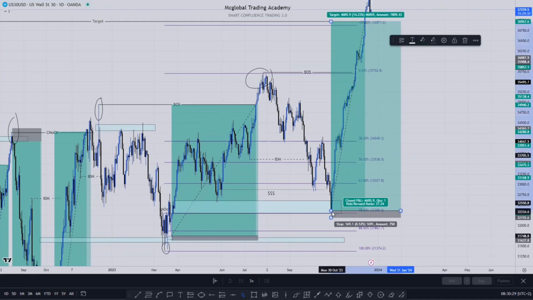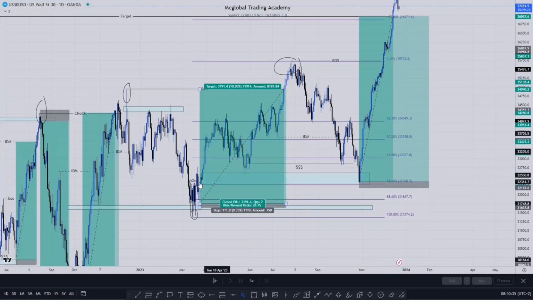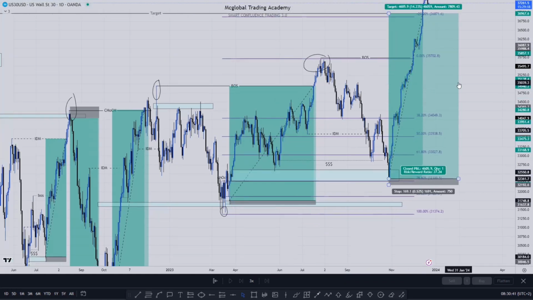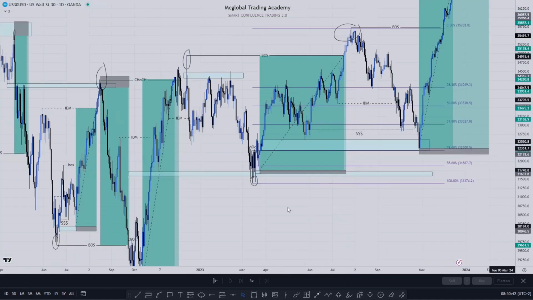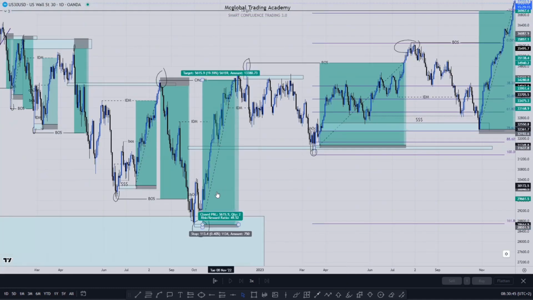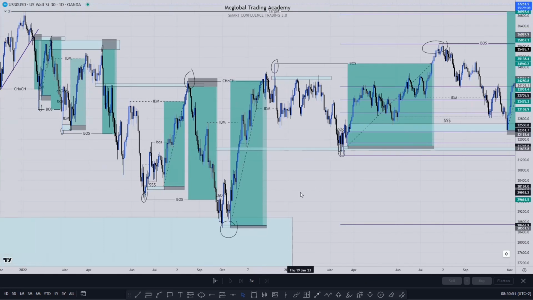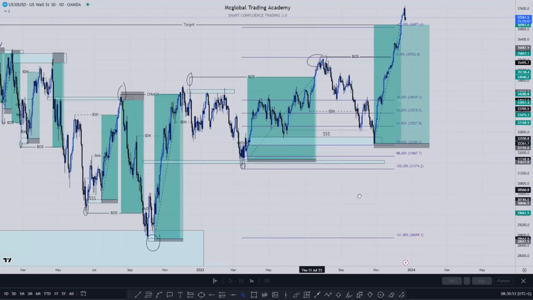This was all the way from October to now. This is almost 3 months as well. Here, I showed you that it's from March to July: March, April, May, June, July. That was 5 months. This is 3 months. From October to November, this was almost 1 month there. So this is how you maximize.